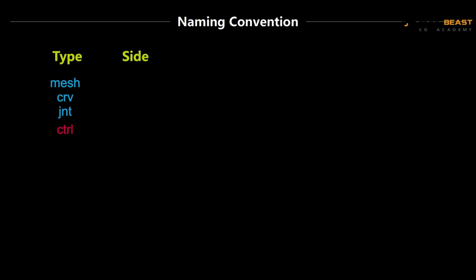Next, we have the side. This one is pretty easy to get. It's just left, center, and right. For example, we can shorten them like this: left becomes L. And for the middle, I usually use the word center, so I shorten it to C. And for the right side, we just use R. We can also add extra info here, like left front, right back, or center top, and so on.